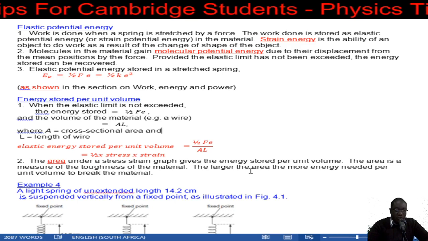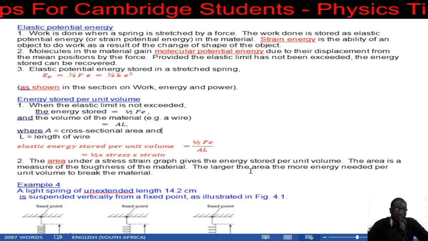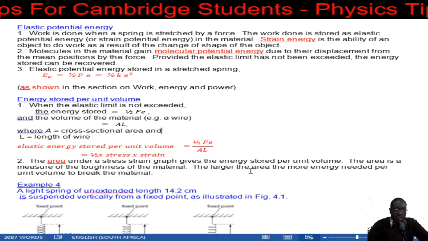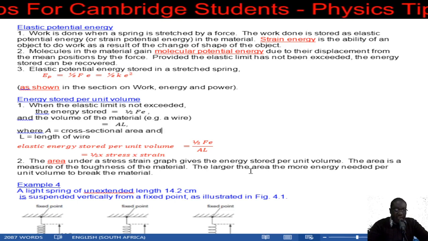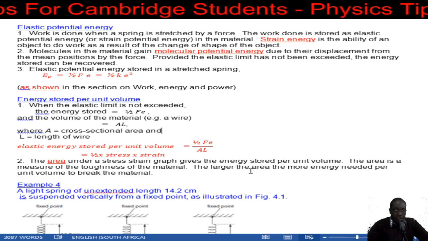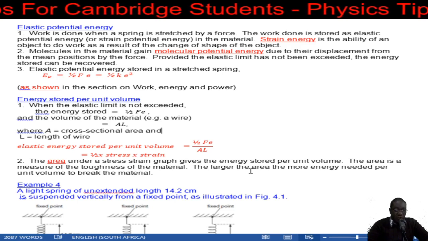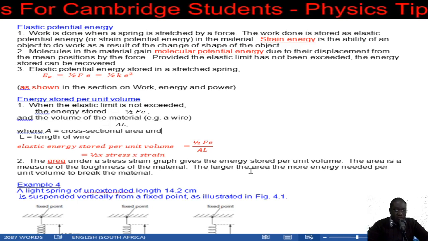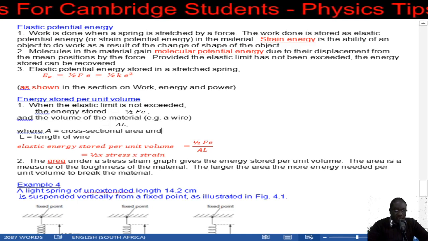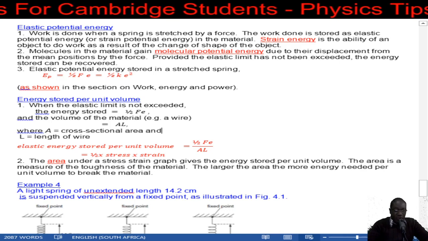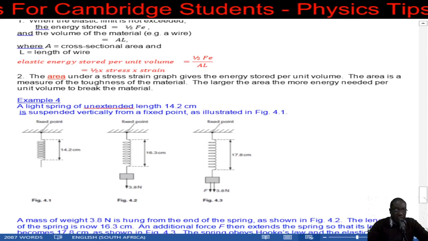Now, just to elaborate further, on the F versus E graph, we said that the area under the graph is the energy stored. But then on stress versus strain, it is the energy stored per unit volume. Please do not confuse the two. I think this marks the end of the topic. But before we do so, we need to do some further examples, just to illustrate.